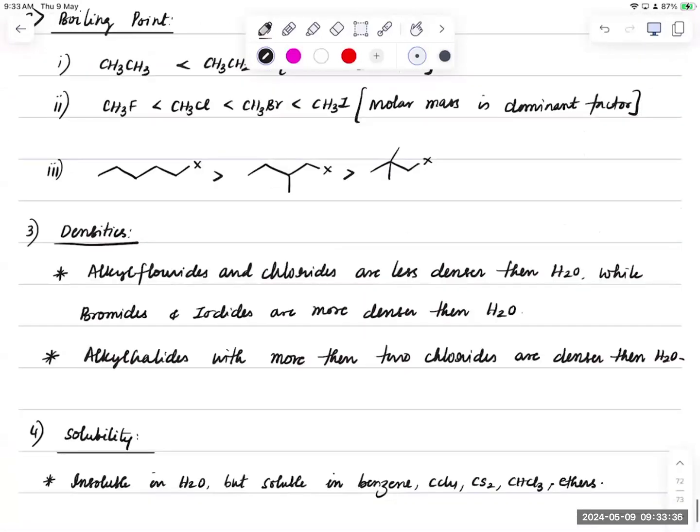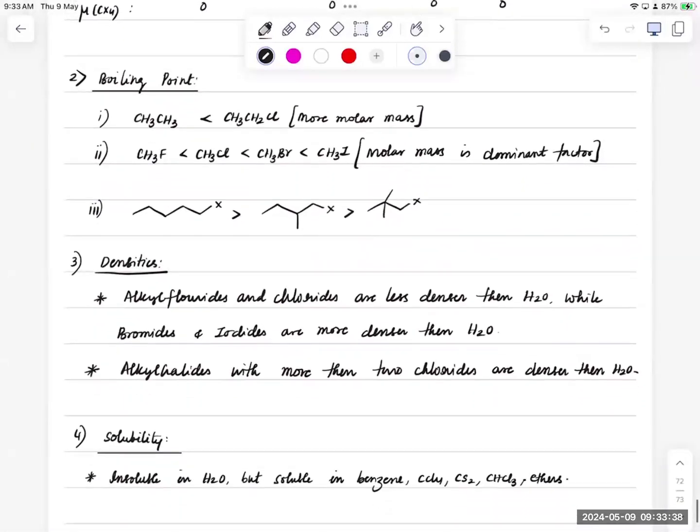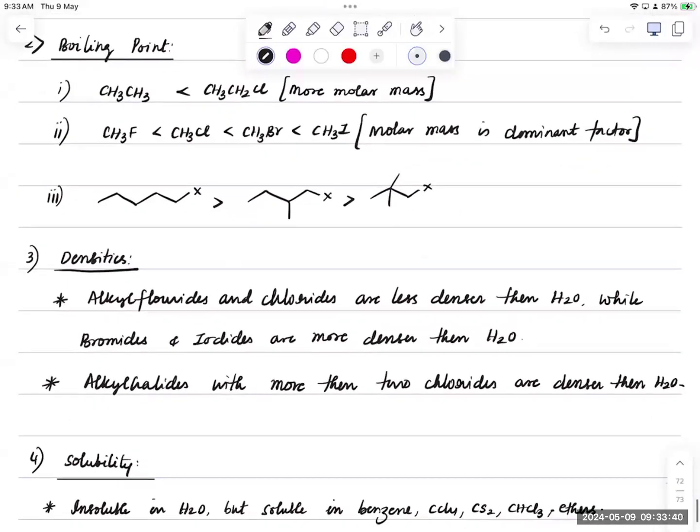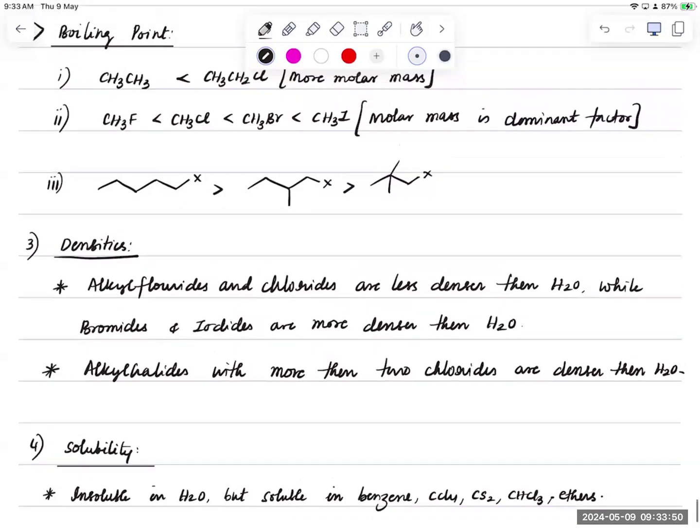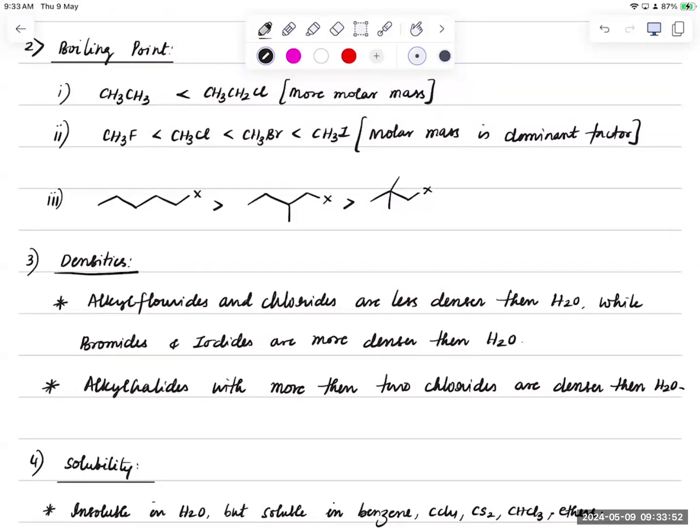Done. So when it comes to physical properties, these are the four main properties which you need to learn: how the density, solubility, boiling point, as well as dipole moment characteristics are changing. I hope all of you understood this point. So what to do?